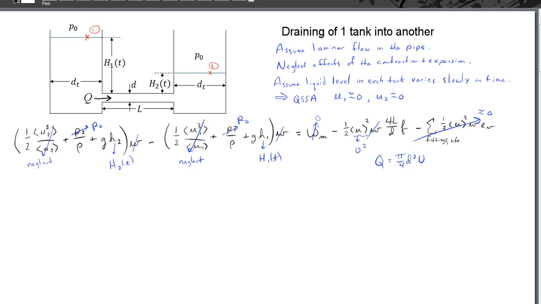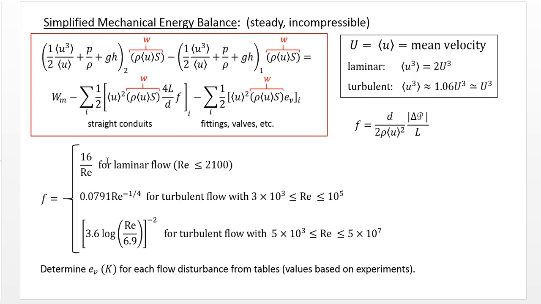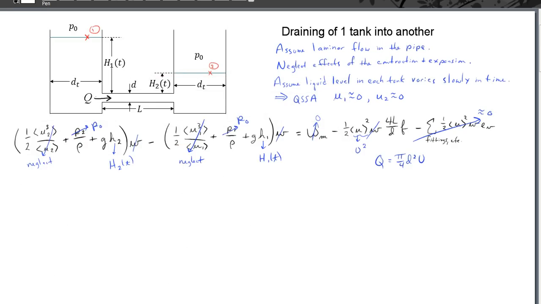So now, there's one last thing we can do. We also now, for laminar flow, need to determine the friction factor. So the friction factor for laminar flow is simply 16 over the Reynolds number. So we can write this out: 16 over Reynolds number, which is 16 times the kinematic viscosity divided by the mean velocity U times the pipe diameter.